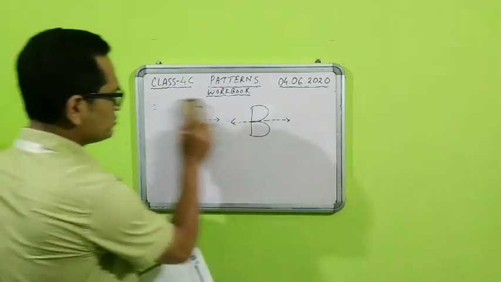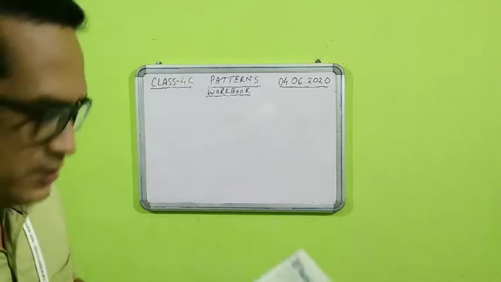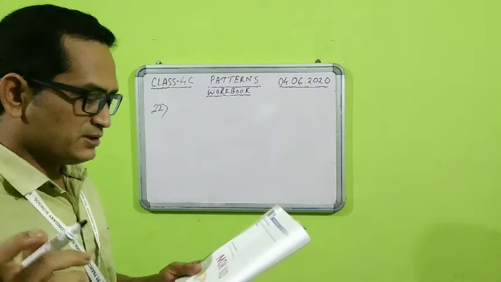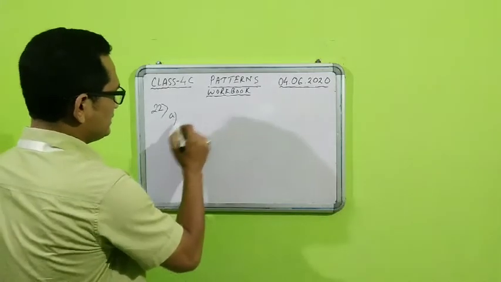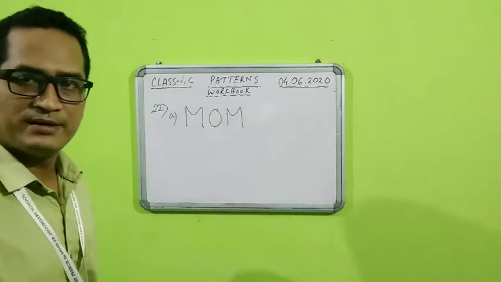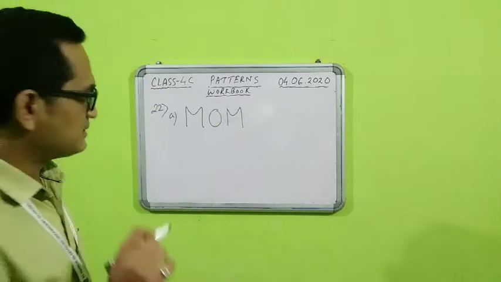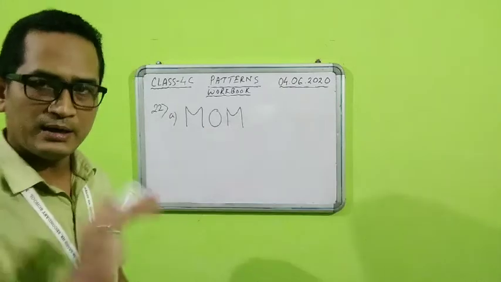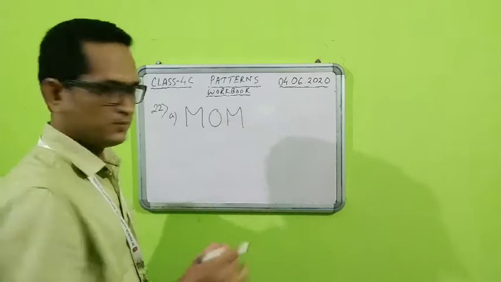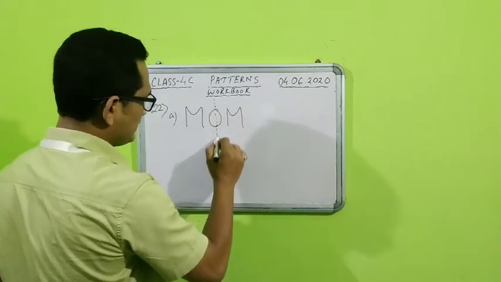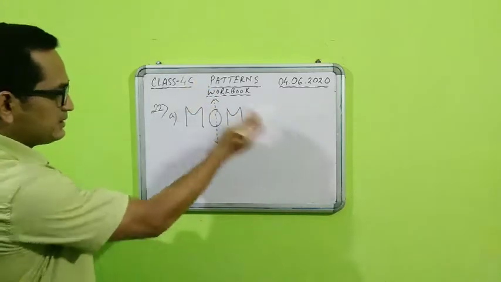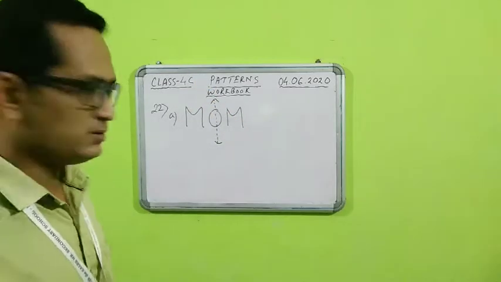Now question number 22, students. It is a long answer question. Draw lines of symmetry for these words. The first word given is MOM. Now how can we divide this word into two equal parts? If we draw horizontally, it will not be possible. So we have to do it vertically. That means if I divide this word through O, then this part and this part will be the same or equal. So this will be the answer.